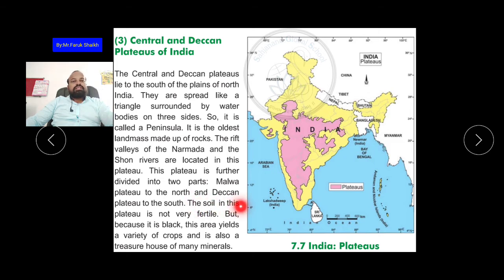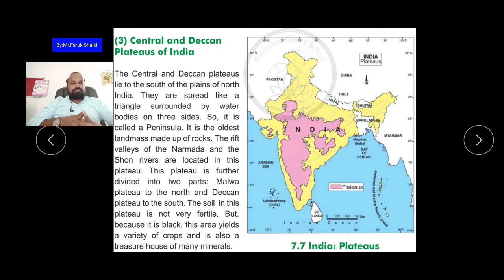The soil in this plateau is not very fertile, so they are not growing so many crops. But because of the black soil, this area yields a variety of crops, and it is also a treasure house of many minerals. Because the soil is black, a variety of other crops can be grown here.